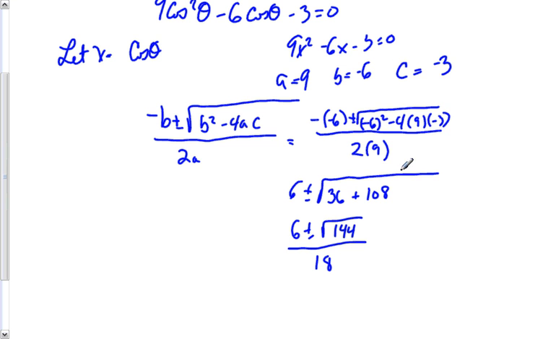Now look, square root of 144. Hey, I know that number. That's 12. So I have 6 plus or minus the 12 all over 18. We're going to split this into two parts. And this is what x equals, by the way.